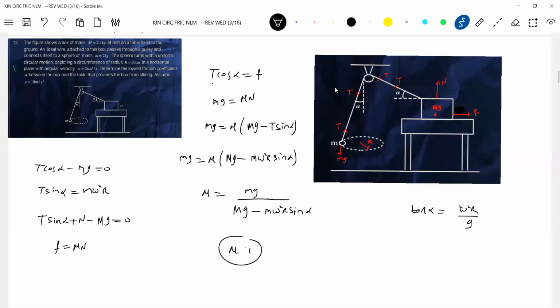Sir, you substituted wrong, sir. Mg equal to mu into capital Mg minus m omega square r only, sir. Again you wrote sin alpha. T sin alpha is only m omega square r, no, sir. Oh, once again I wrote sin alpha, it will not be there. Okay, fine.